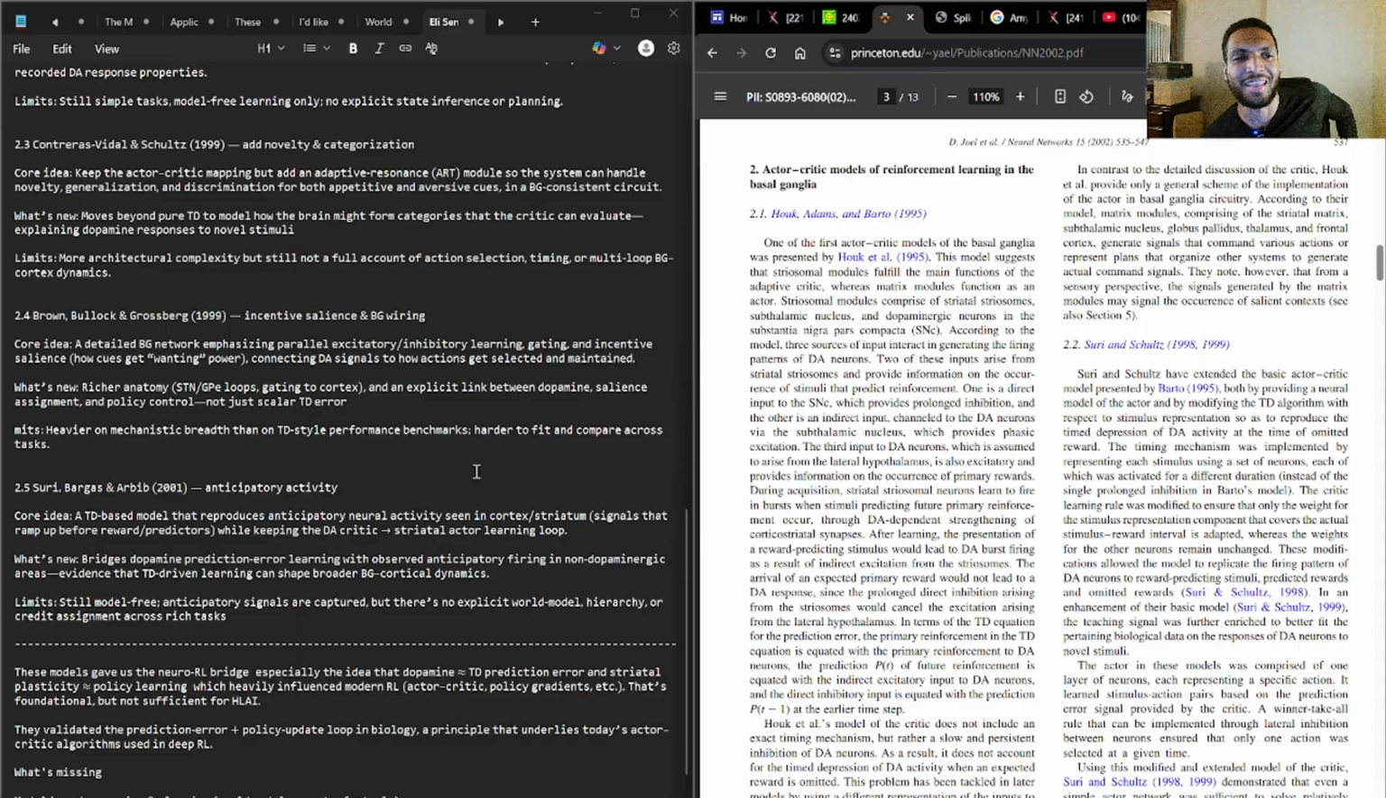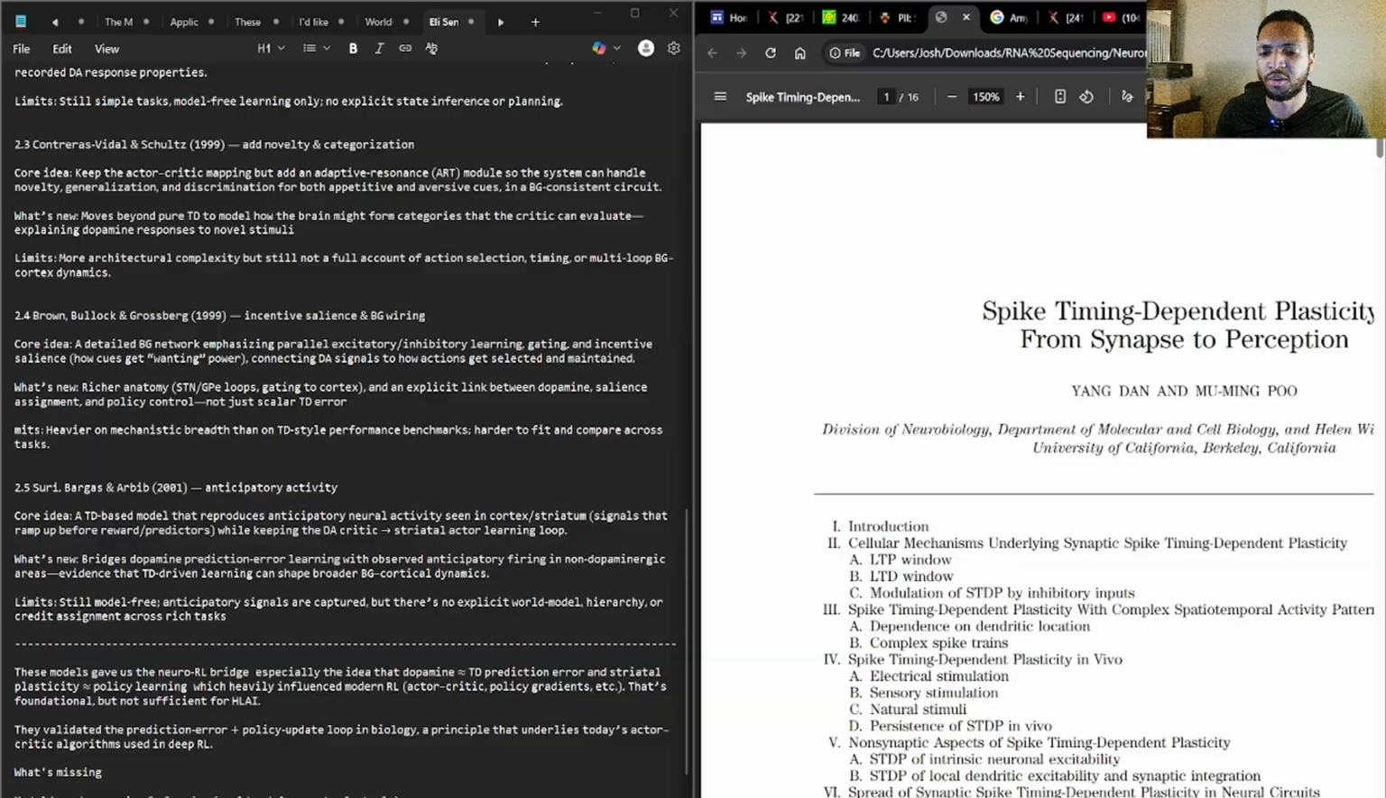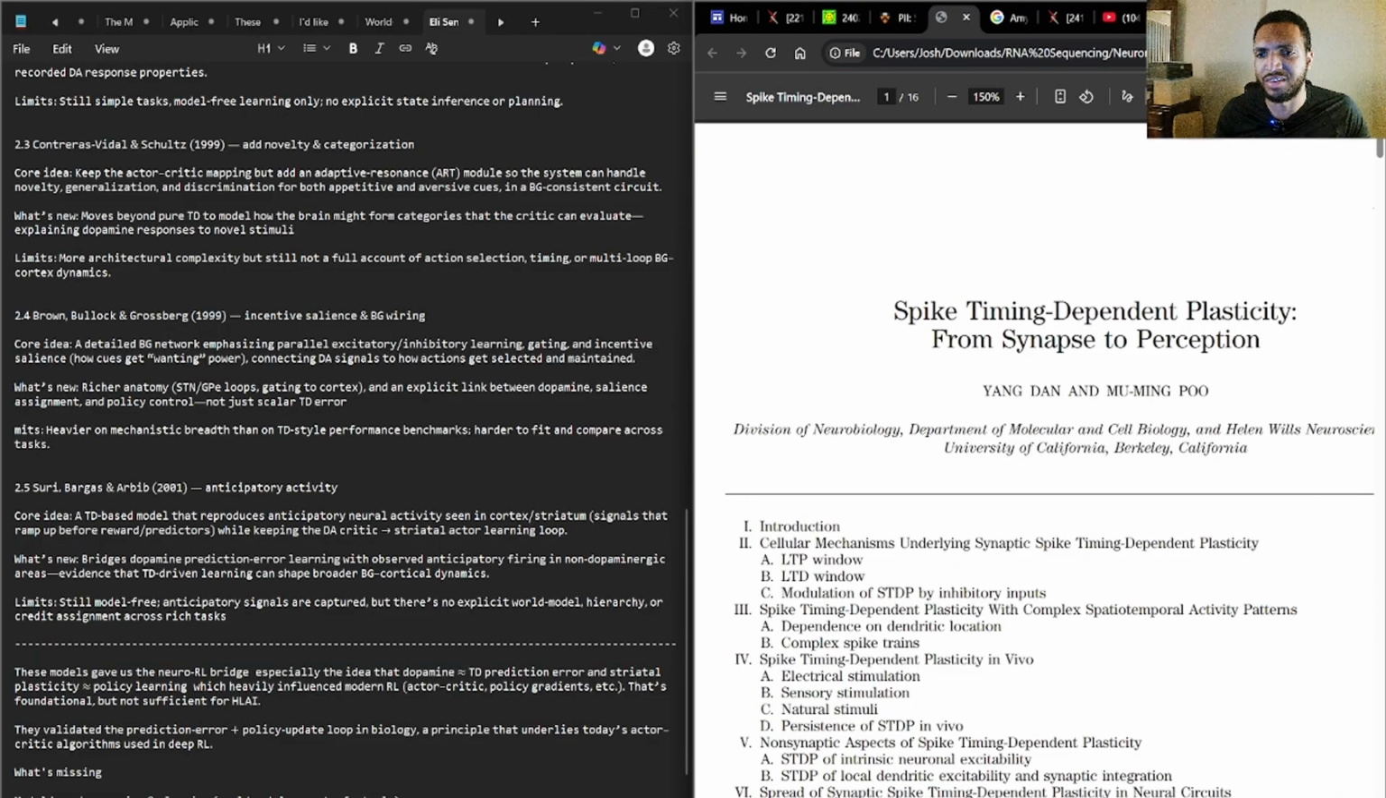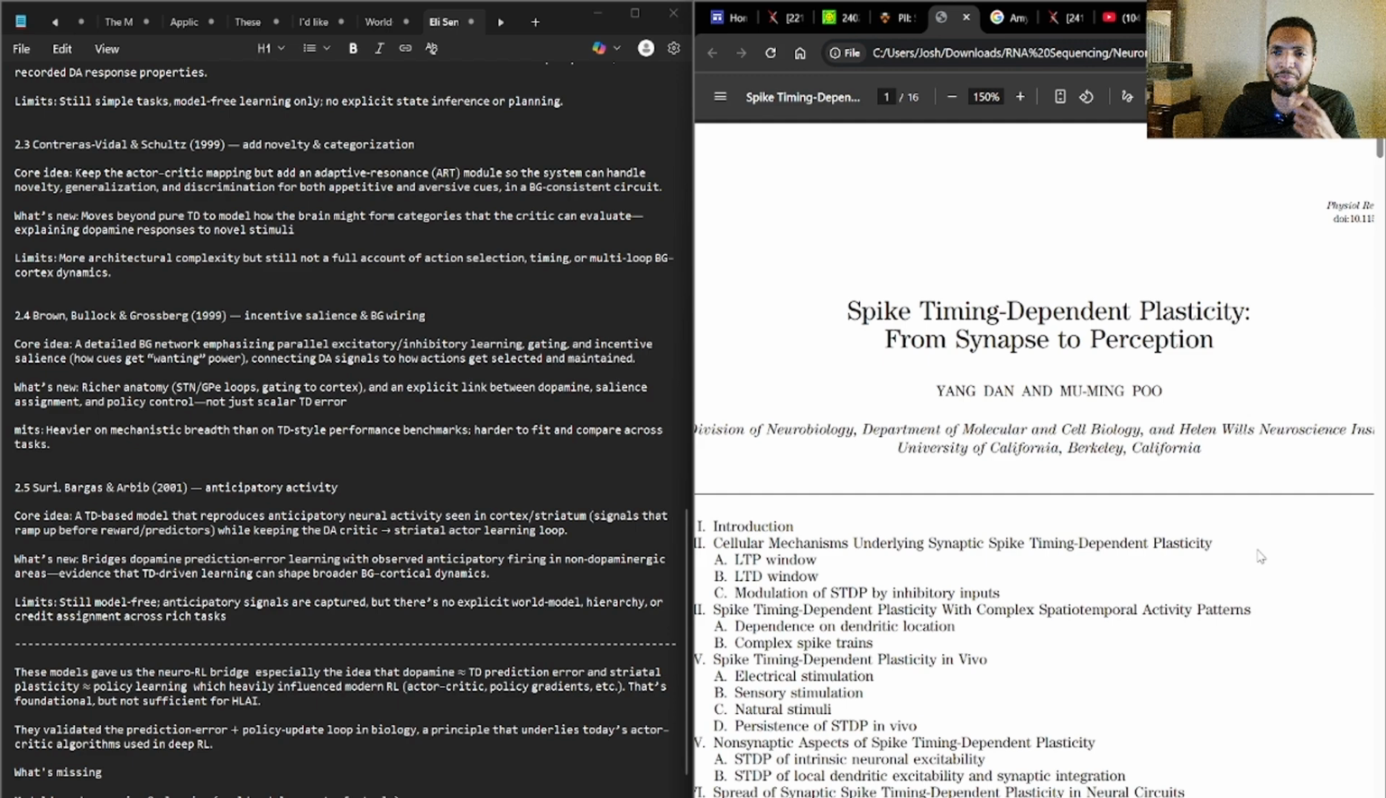So if I'm not mistaken, to be honest, this sounds a lot like some of the precursors to the frameworks within neuromorphic computing as well. I know, for example, I'm going to briefly bring up this paper right here: STDP, spike timing dependent plasticity, from synapse to perception. This is a pretty important key concept in neuromorphic computing, which aims to have a much closer representation of the brain and model systems after that.